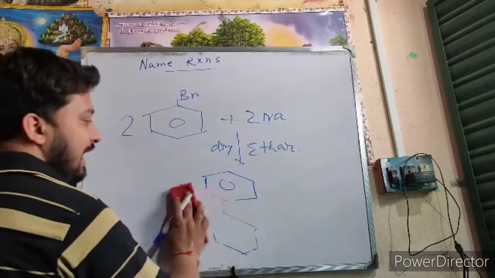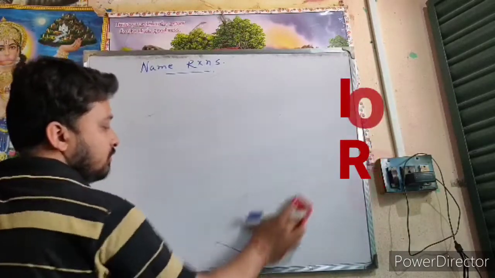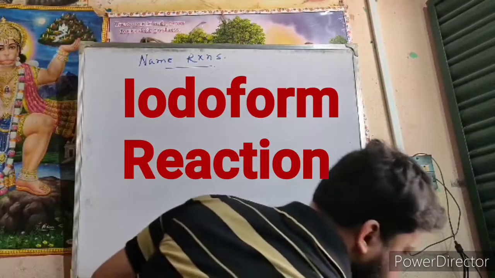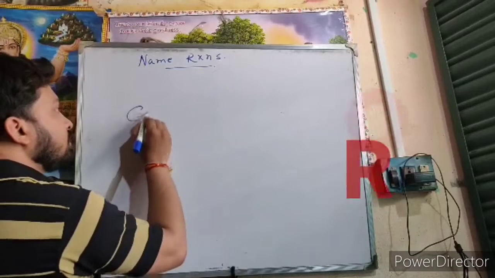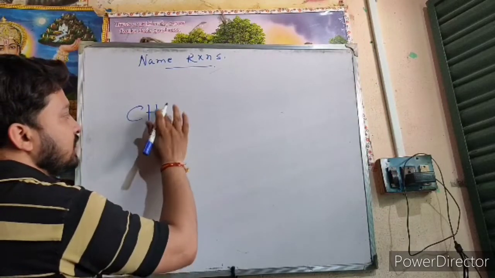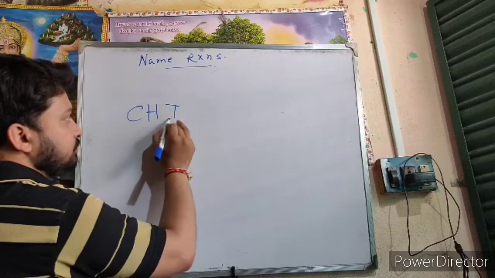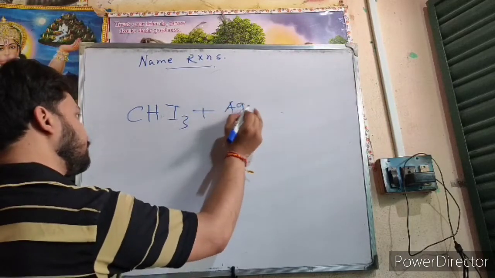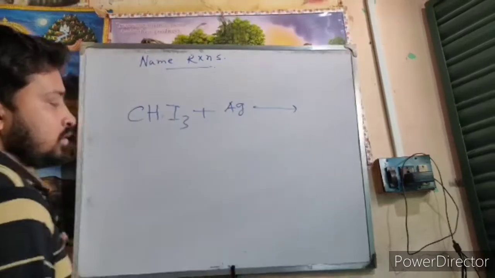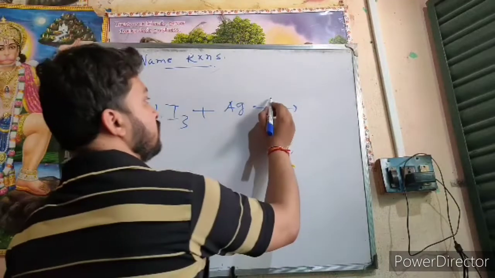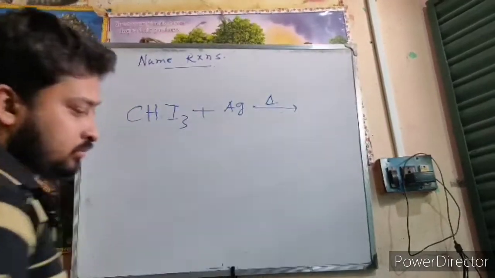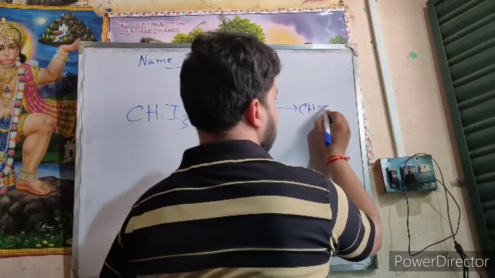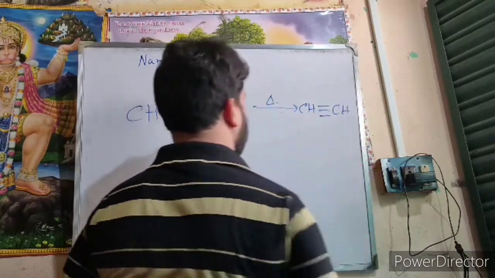Now the next reaction is the iodoform reaction. You write CHI3 in the presence of Ag. What will be the product? You heat it, so the product is acetylene.